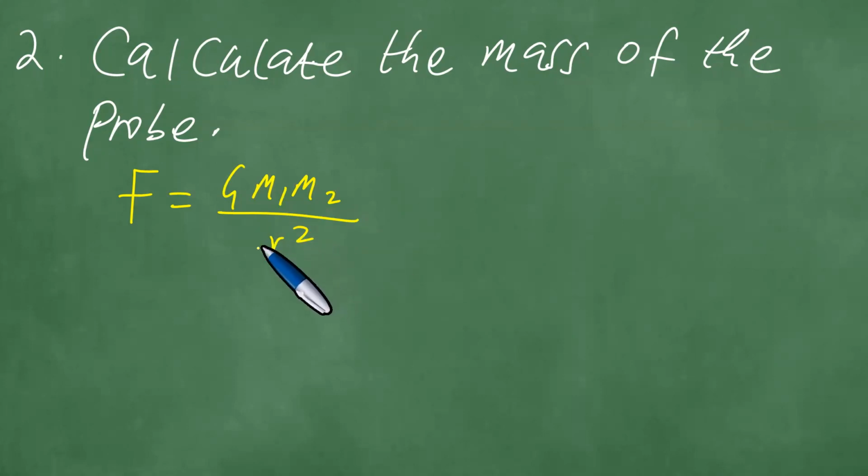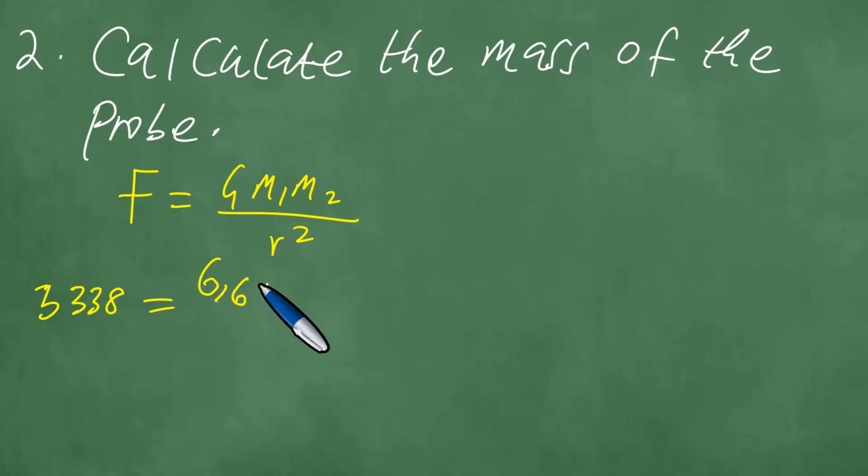GM1 MT over R squared. The force of attraction here is 3338. G is the universal constant, 6.67 times 10 to the minus 11. Okay, so G is a constant and is always 6.67.